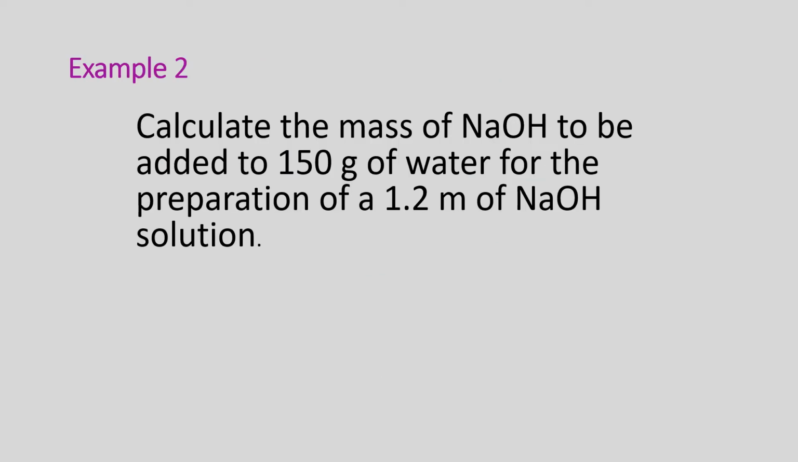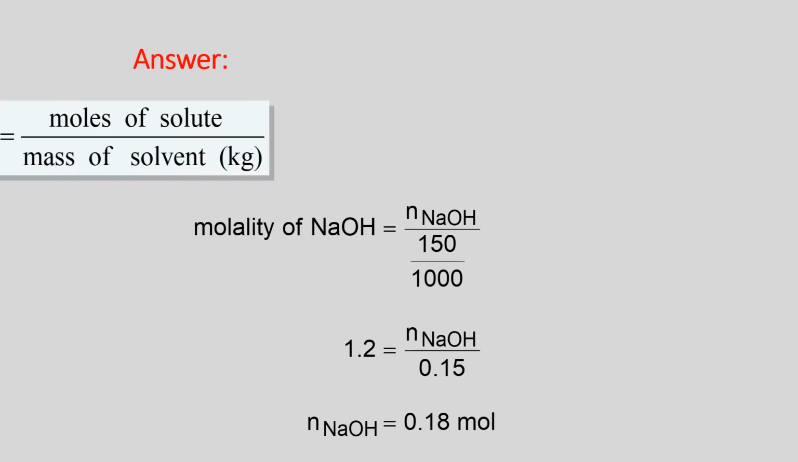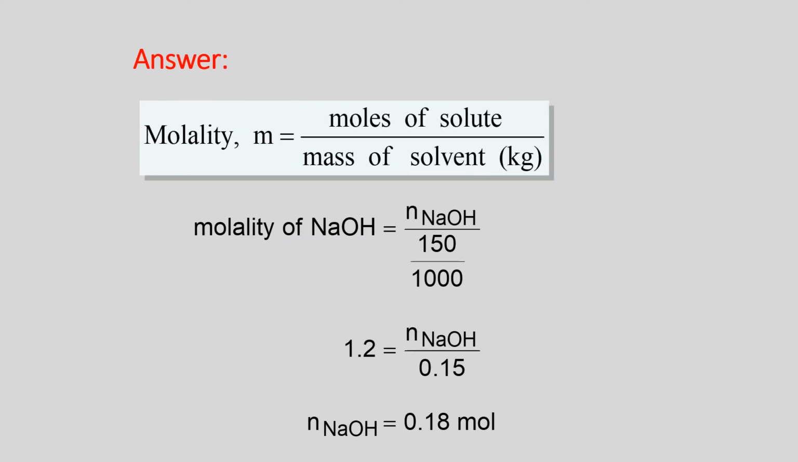Example 2. Calculate the mass of NaOH to be added to 150 gram of water for the preparation of a 1.2 molal NaOH solution. So you have the mass of water, which is 150 gram, and also you have the molality of sodium hydroxide solution. So to answer the question, insert the formula.